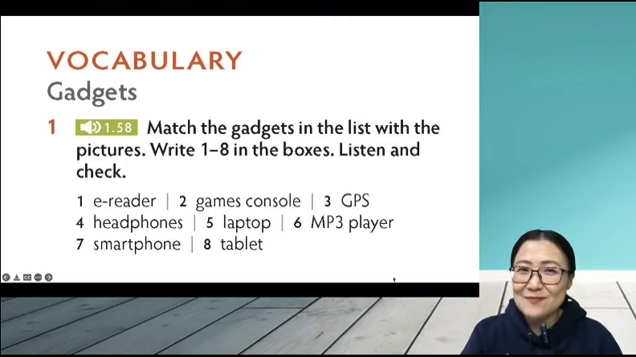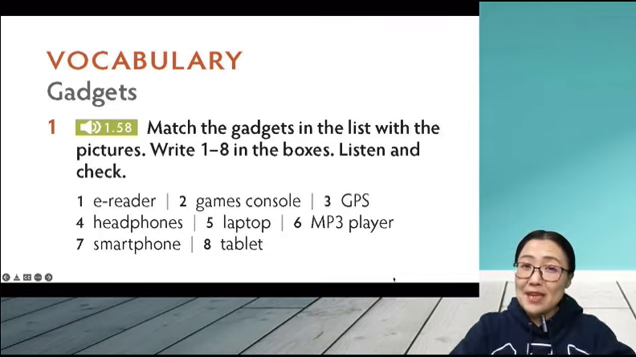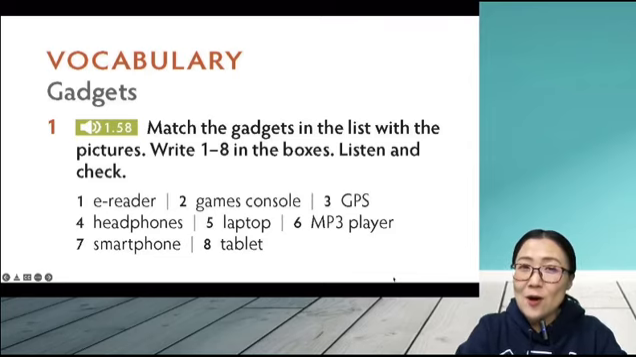So headphones. And number 5, laptop. So what is a laptop? Laptop is the one that we use when we want to work or study. It's a kind of computer. And we can take laptop everywhere we go. Number 6, MP3 player. MP3 player is a kind of player that we can listen to music.